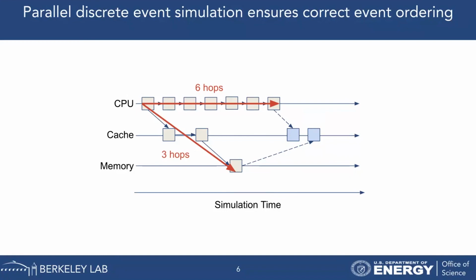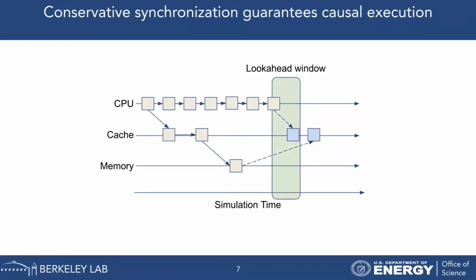And so there's basically two ways to address this. The conservative approach, and this is what SST does right now, tries to leverage model-specific information to ensure that these causality violations, so executing events in the incorrect timestamp order, can never happen. So what we do in this case is we try to leverage model-specific information about a minimum latency required to send a message between components. So in this very simple case, this delay would be, for instance, the L1 cache latency.